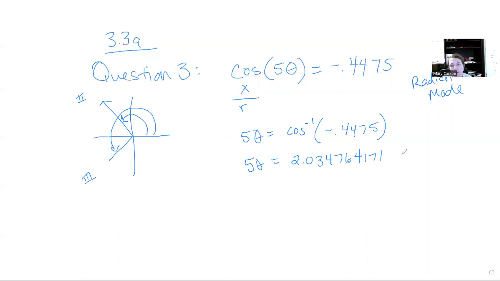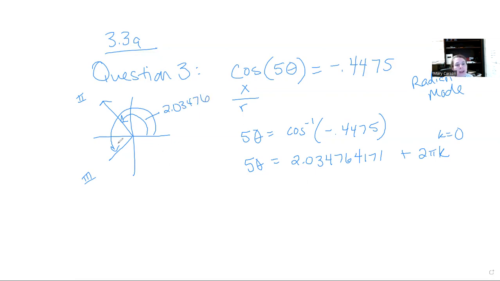You get 2.034764171, and remember this will be plus 2 pi k. If you wanted to find more angles, again, we're going to do the smallest one, because the question asks for the smallest. So we're going to let k be 0 here. That means this angle from here to here is equal to 2.03476. I'm going to stop there.